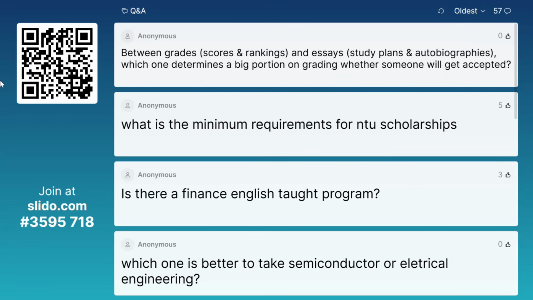Between grades and essay, which one determines a big portion of whether someone gets accepted? I think everything is important, and nothing is much more important than the others. So you will have to prepare everything: read through the website of the program you want to apply to, and then write your materials after that. Then I think it will be better.